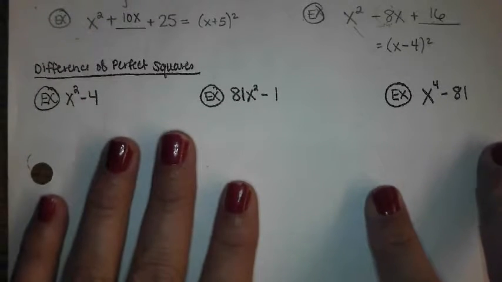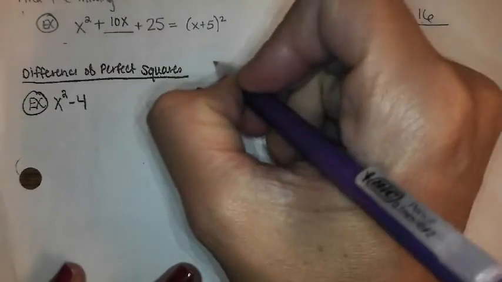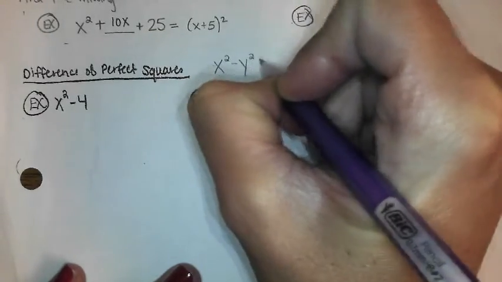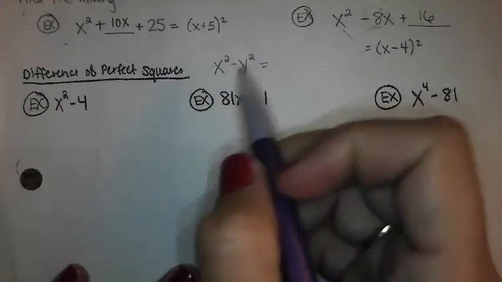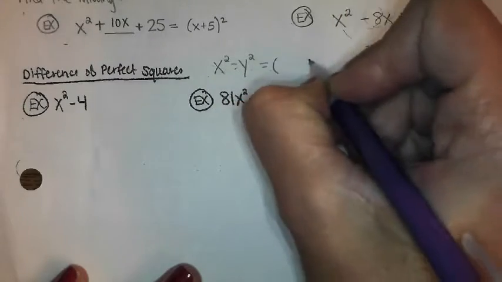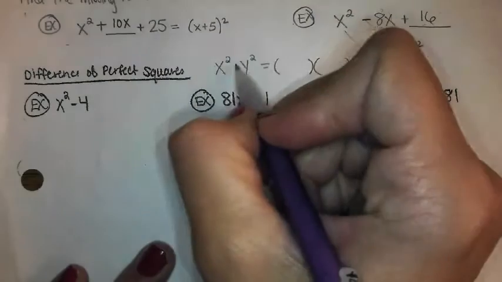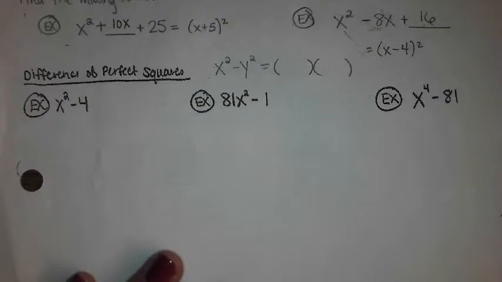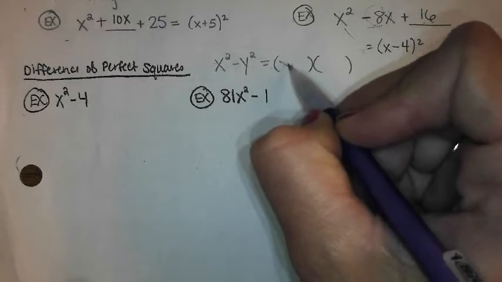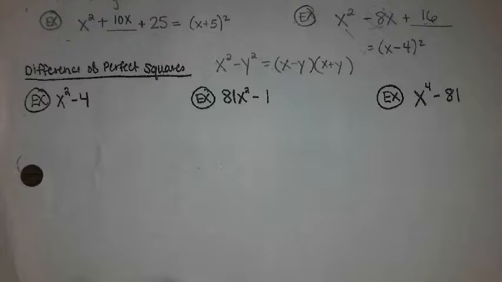This next one should be a review. The difference of perfect squares factors into, here's the general rule, x squared minus y squared. If you have two perfect squares and the difference between them, it factors into, who knows? Who remembers? x minus y, x plus y. Do you remember that?